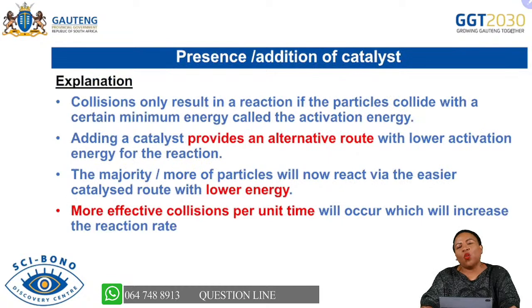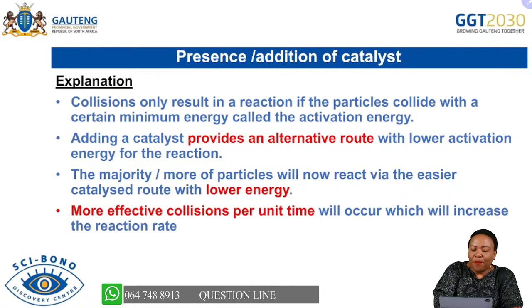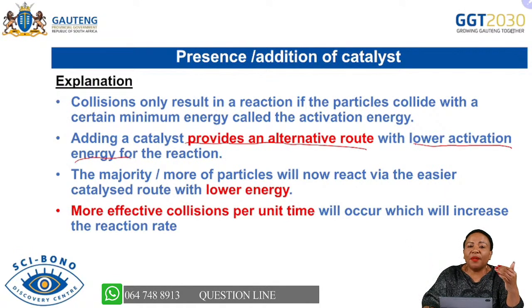Now let's look at what exactly the catalyst does in a chemical reaction. A collision only results in a reaction if the particles collide with a certain minimum energy called the activation energy. I think we've already discussed that. Adding a catalyst provides an alternative route with lower activation energy for the reaction. And if you want to remember this, go back to the graphs of endothermic and exothermic reactions and look at the activation energy. Where do we read the activation energy?